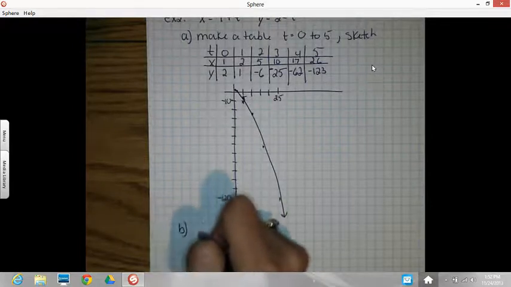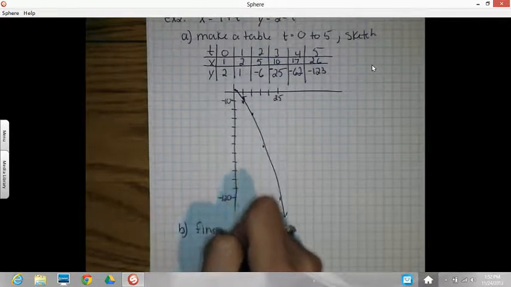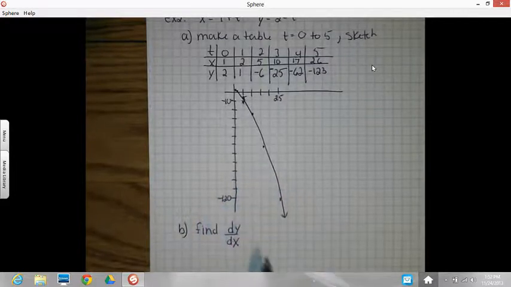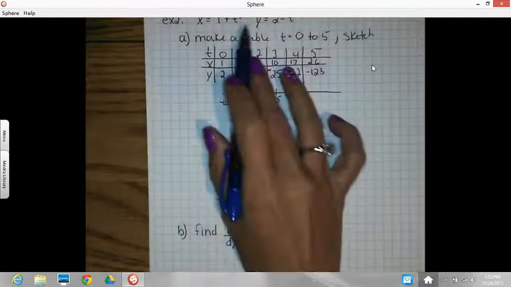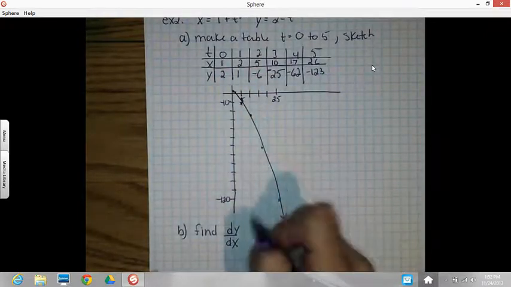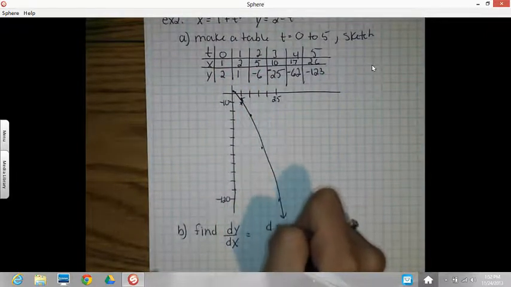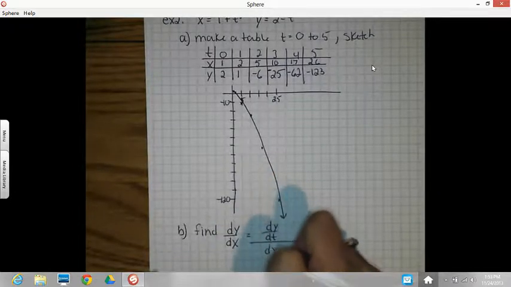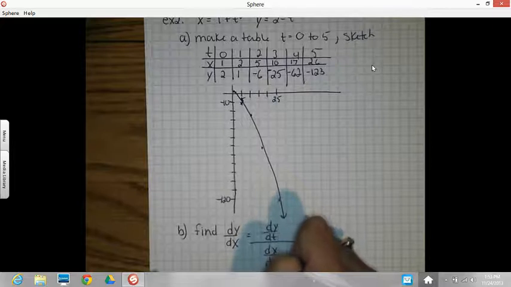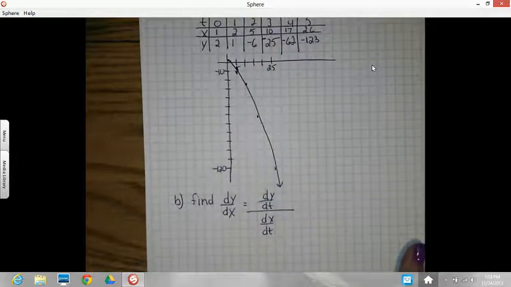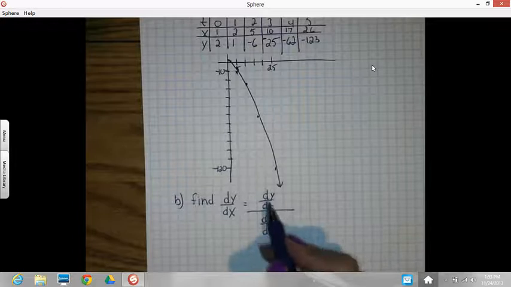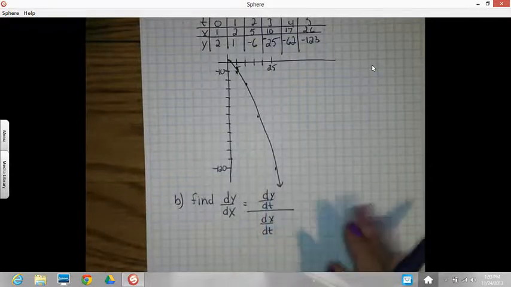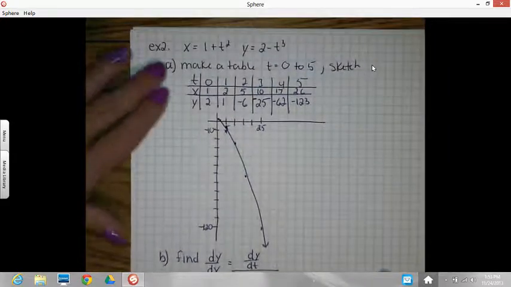I want to find dy/dx. And remember, both of our equations are in terms of t, so we've got to do that division of the derivative of y with respect to t divided by the derivative of x with respect to t. And when I flip and multiply, I end up with dy over dx. So I have to find the two derivatives and then divide them. That's the whole thing in a nutshell today: take the two derivatives and divide.